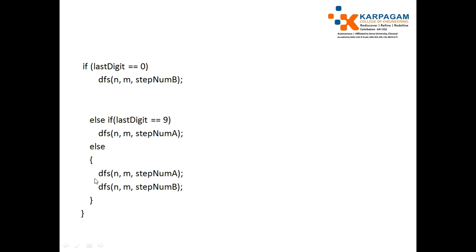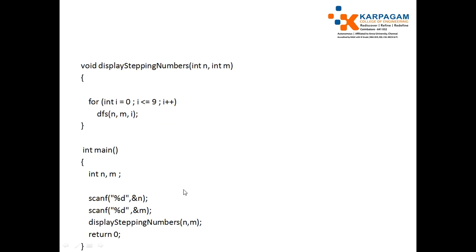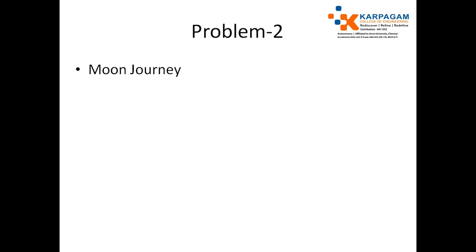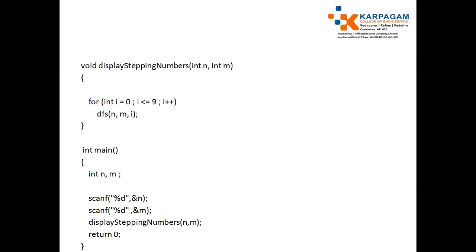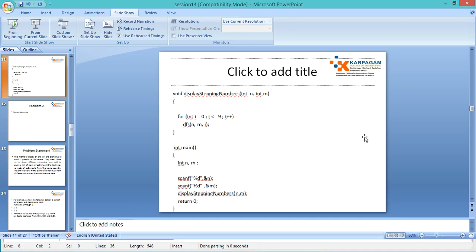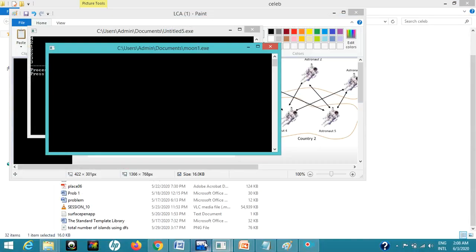Otherwise, I simply call the DFS with respect to A and with respect to B. So when I do this, definitely I am able to get the answer for this problem. My stepping number range can be easily identified. So before going into the next problem, possibly I will show the code now itself. Working of the code.